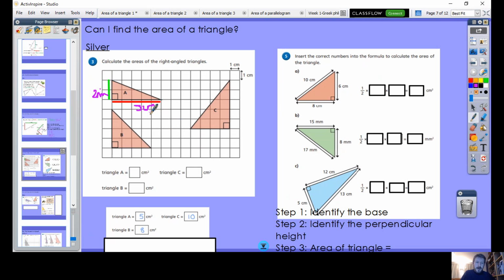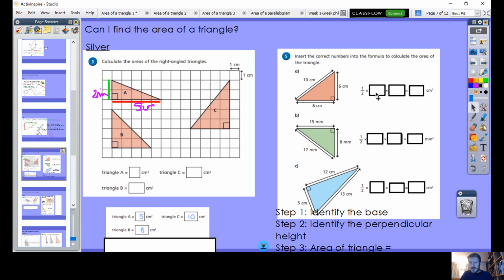And then we've got another 2.5. So if this is 5 centimeters long, it's half the base, which will be 2.5 times 2. So 2 lots of 2.5, double it effectively, and you have 5 centimeters there for that one. And then hopefully you got the other ones as well.